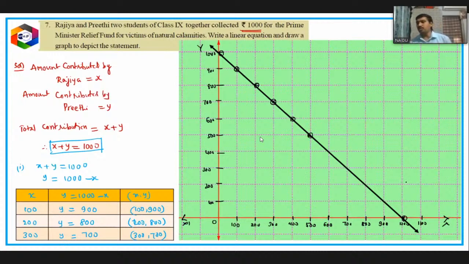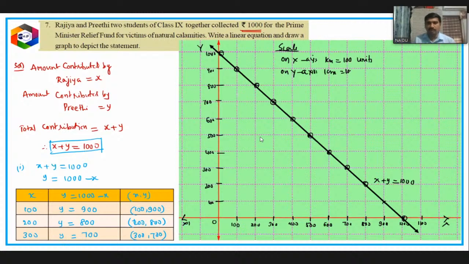So it is asked to find the same only. So represent these points and draw the graph joining these points, and we know these points, and this is the line. So this line is x plus y equals 1000, and the scale, as I mentioned previously, is what? On the x-axis 1 centimeter is equal to 100 units, and on the y-axis 1 centimeter is again equal to 100 units. I think it is clear. This is the x value and this is the y value, and this is the line.